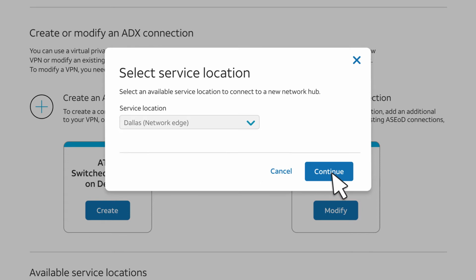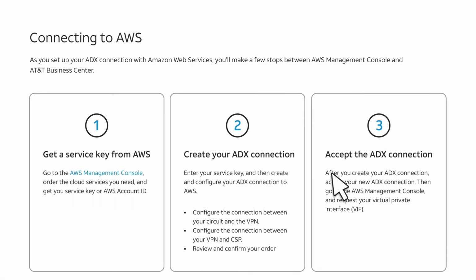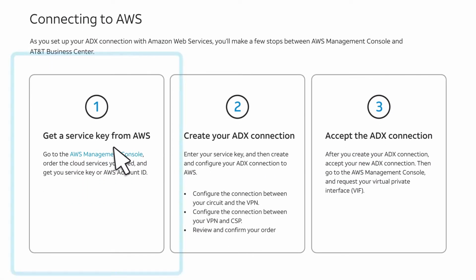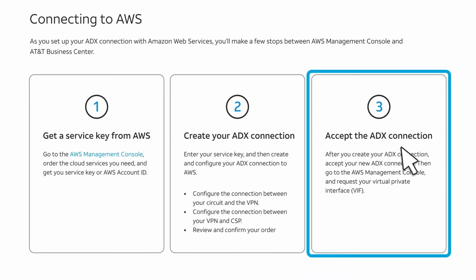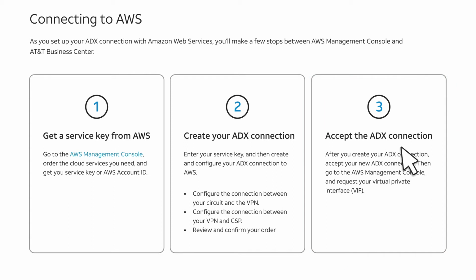Now, select Continue. You'll see a brief overview of the connection process. Step 1, get your service key. Step 2, create your ADX connection. And step 3, go to the AWS Management Console and accept the ADX connection. Let's walk through these steps.